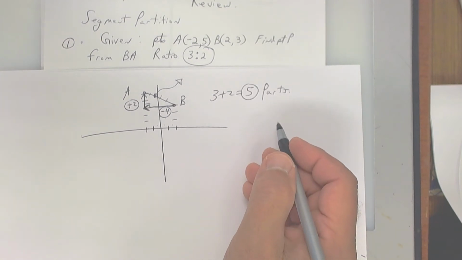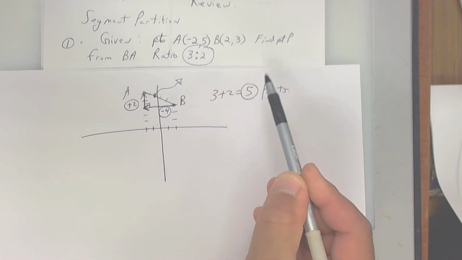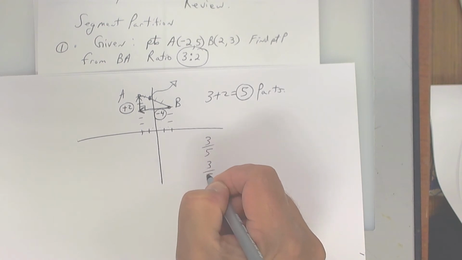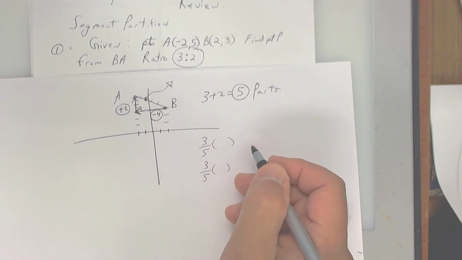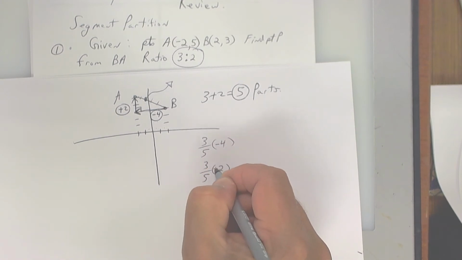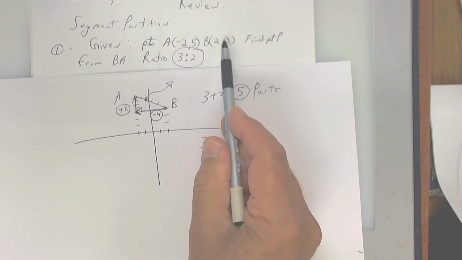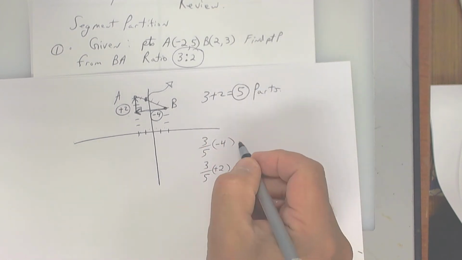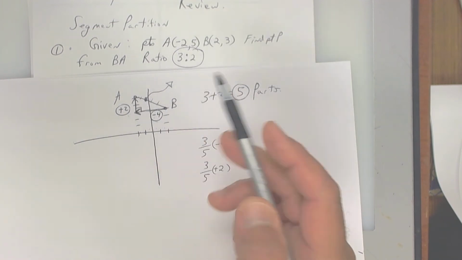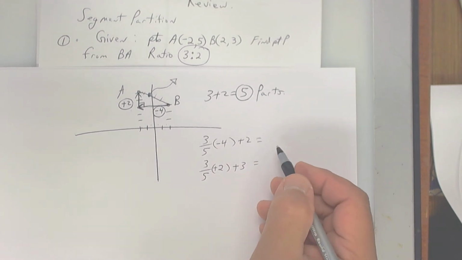All right, so your formula, you're going to take your first number and put it over your parts. So put 3 over 5 twice. Once you do that, you're going to put your change in x and your change in y right here. And then you're going to take your B points, in this case, because you're going from B. You're going to add 2 to your x, because that's your x. And then you're going to add 3 to your y. And I think I have that set up, so be careful with that.